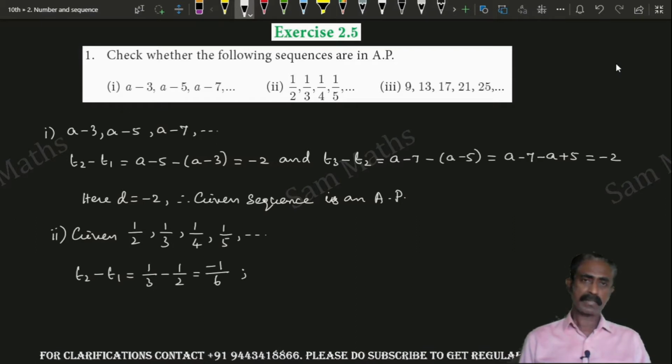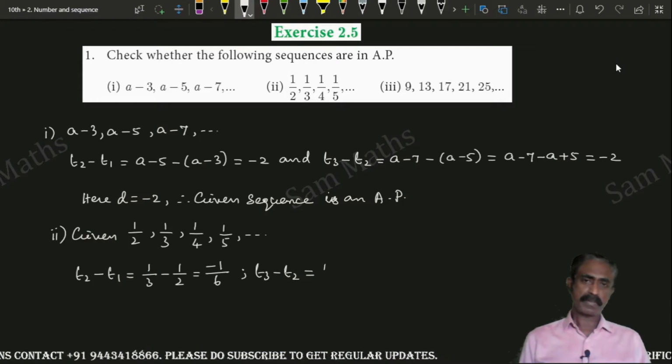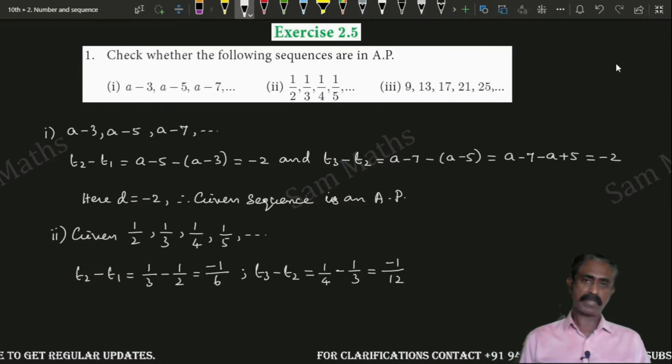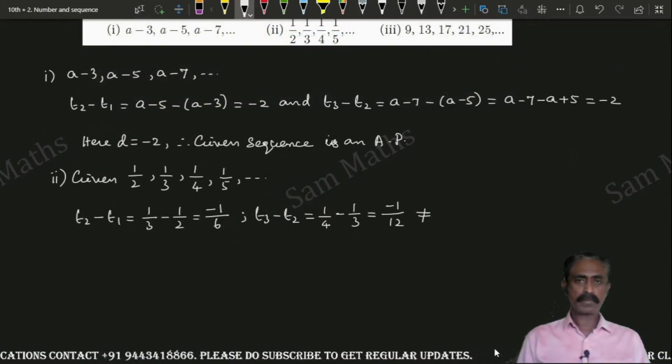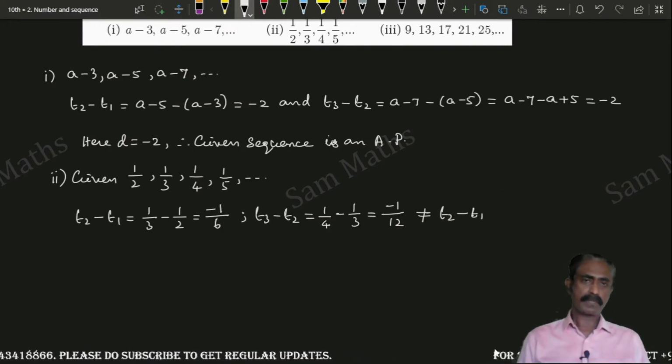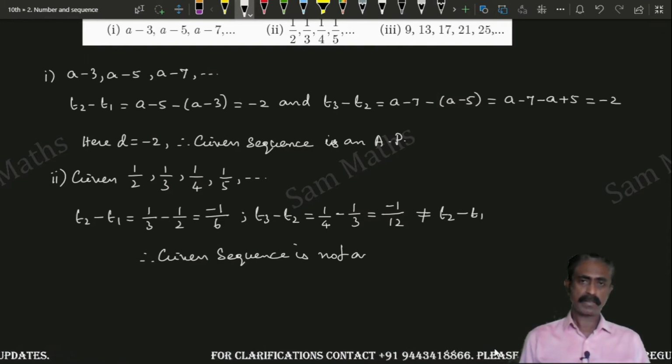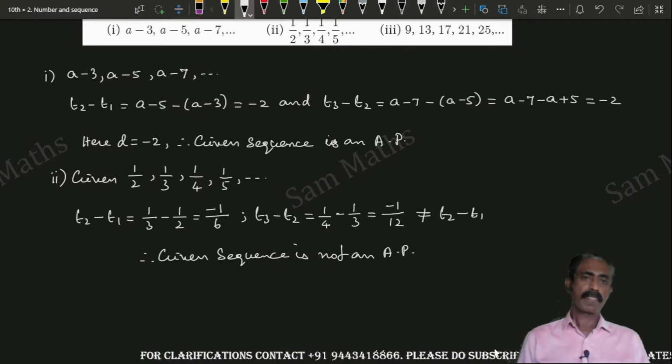Now you calculate T3 minus T2. Third term is 1 by 4 minus 1 by 3, which is equal to, LCM of 4 and 3 is 12, 3 minus 4, that is minus 1. This is not equal to T2 minus T1. Therefore, the given sequence is not an AP. Third question.